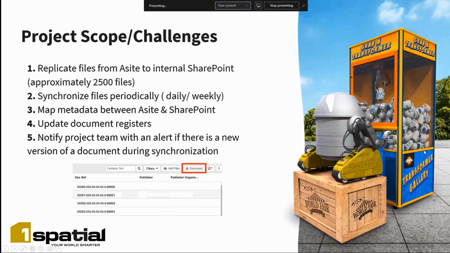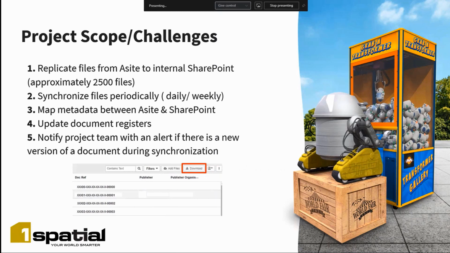So there were 5 main key tasks which had to be performed. The first was to replicate the files from A-Site to our internal SharePoint site, which was approximately 2,500 files. Number 2 was to synchronize these files periodically. That would be daily or weekly.